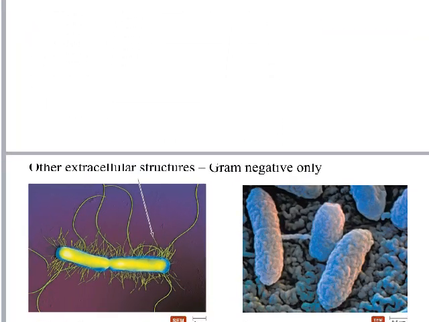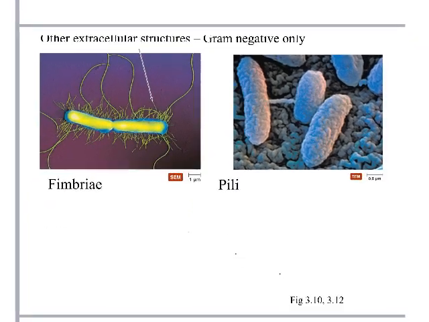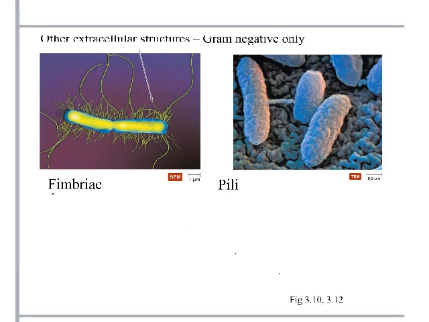All right, a couple of similar structures, at least they look similar, that you may encounter on gram-negative organisms. I'm going to get to the cell wall and talk about what it means to be gram-negative shortly. They are fimbriae and pili. These two structures have the same composition. They're composed of a protein called pilin. Because they both have the same composition, some sources say it's really the same thing.